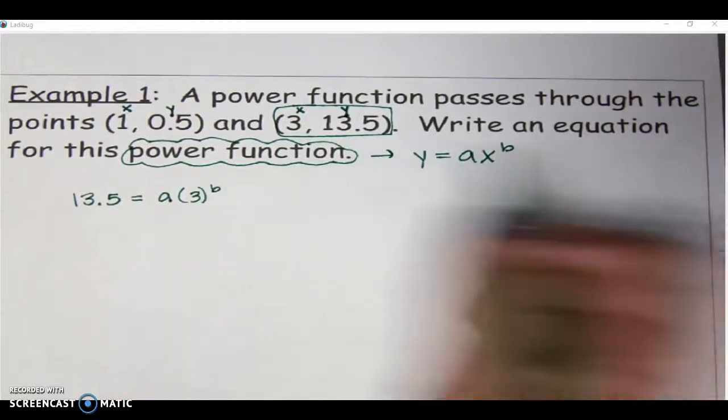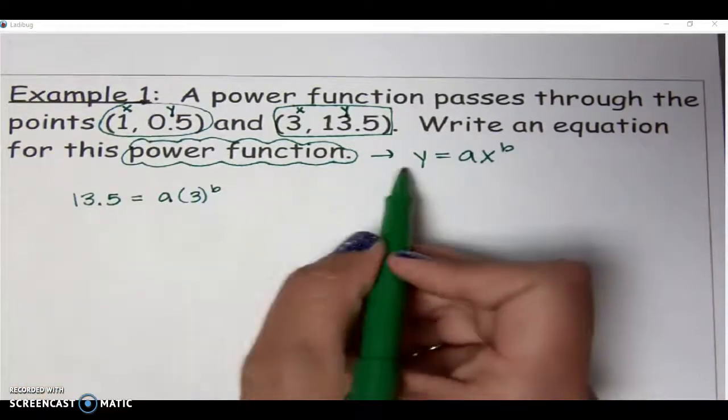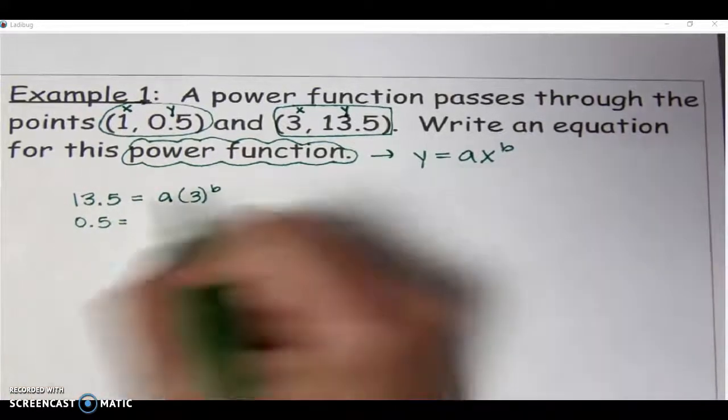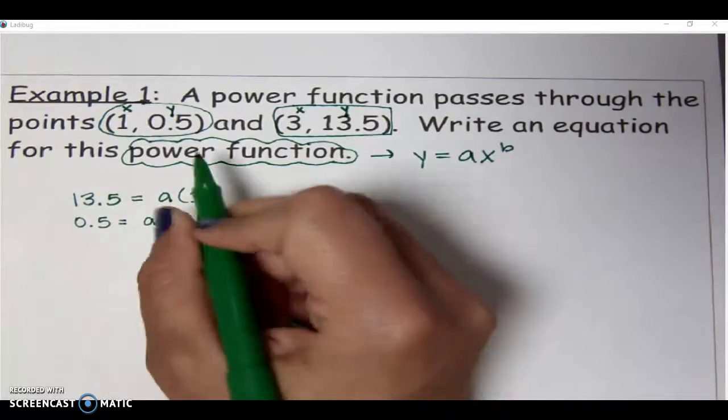Okay, now I'm going to plug in this next point. I'm going to write it directly underneath here. So the y value is 0.5. We don't know the a value. The x value is 1. And the b value we don't know.